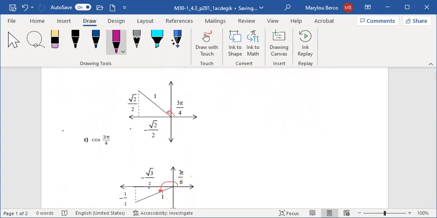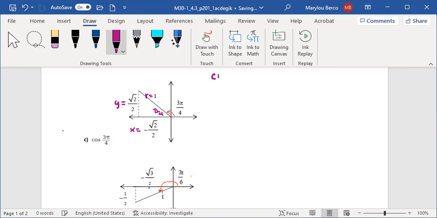Cosine 3 pi over 4. So 3 pi over 4 has a reference angle of pi over 4, which is a 45-degree triangle. Again, the y-coordinate is root 2 over 2. The x-coordinate is negative root 2 over 2, and r is equal to 1. So draw your diagram, and then you determine your values based on the special triangle that you have.